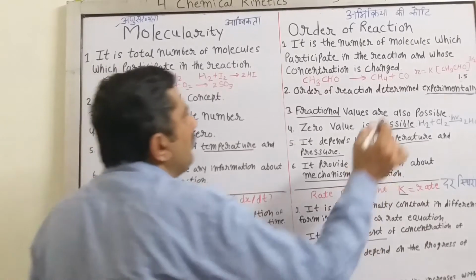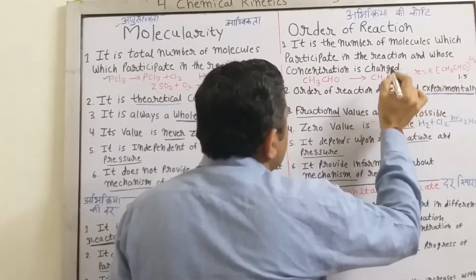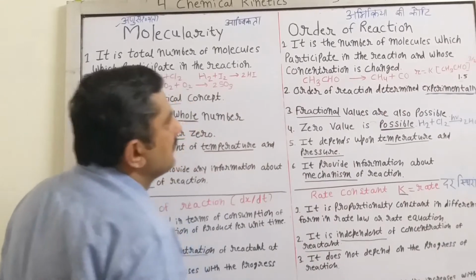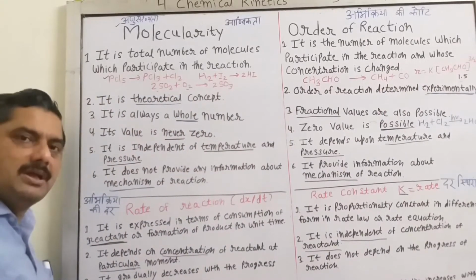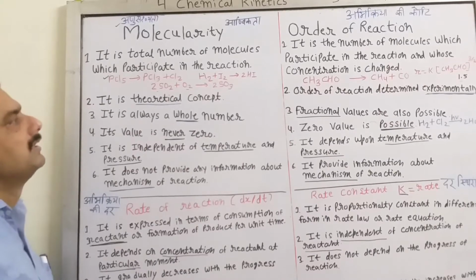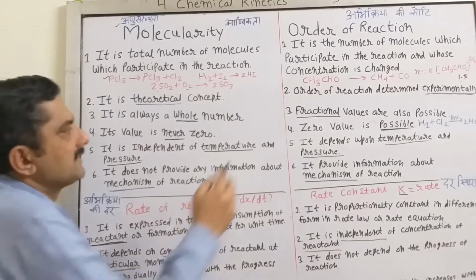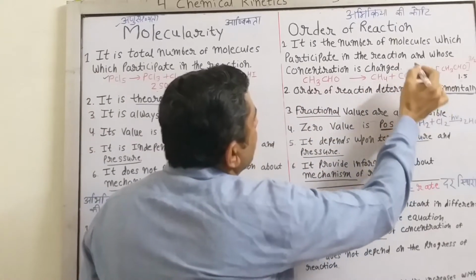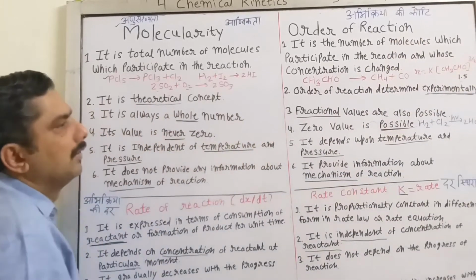Order of reaction. It is the number of molecules which participate in the reaction and whose concentration changes and may change the rate of reaction, called the order of reaction. Example, CH3CHO gives CH4 plus CO. Here the order of reaction is equal to 3 by 2, or 1.5.